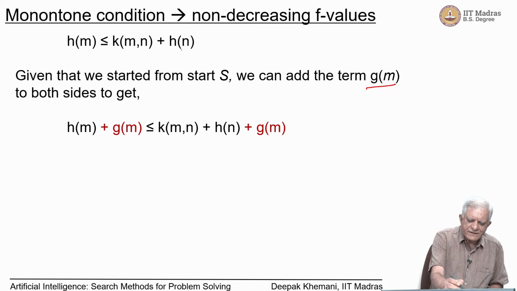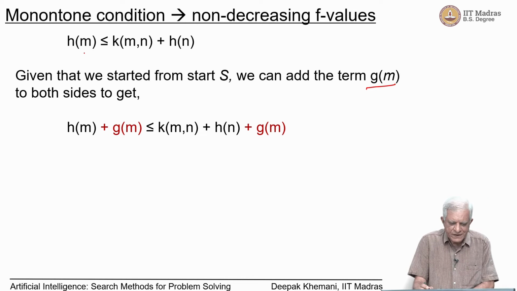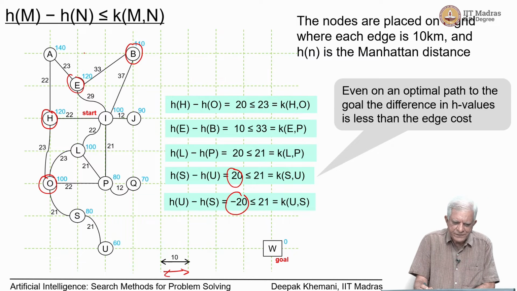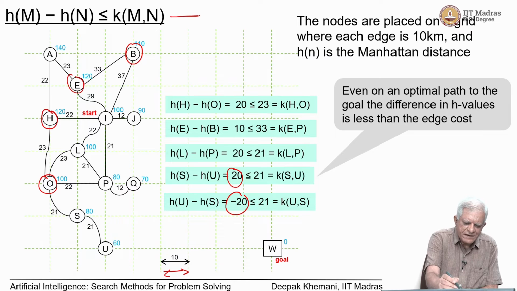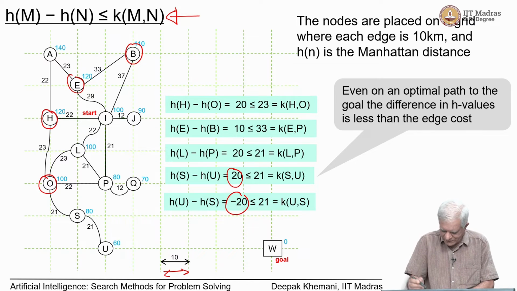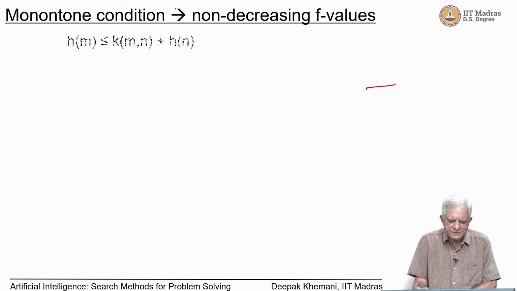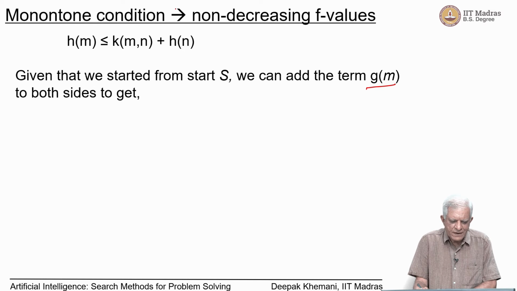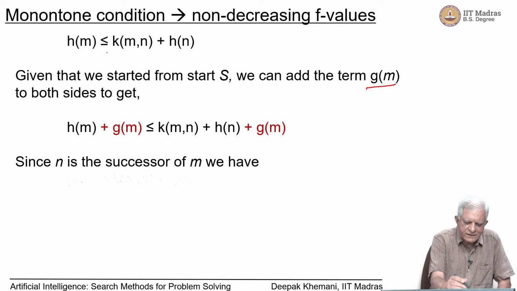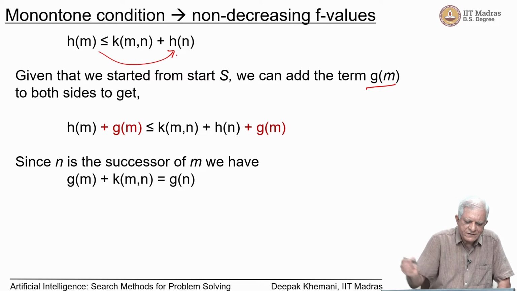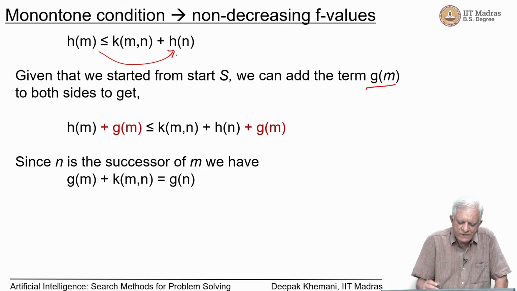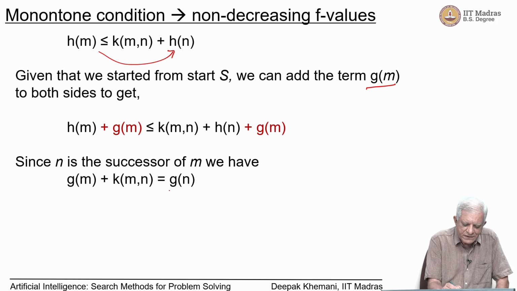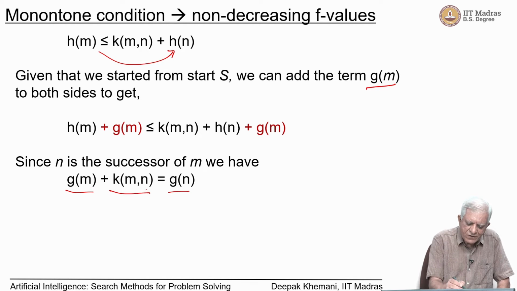So, this equation is the same as what we had written in the previous slide, except that it has been rearranged. We have taken h of n to the other side. So, we have taken this h of n from here, it has come here, and then we have added g of m to both the sides, and since n is a successor of m, we know that g of n is equal to g of m plus the cost from m to n. So, the cost up to m plus the cost from m to n.